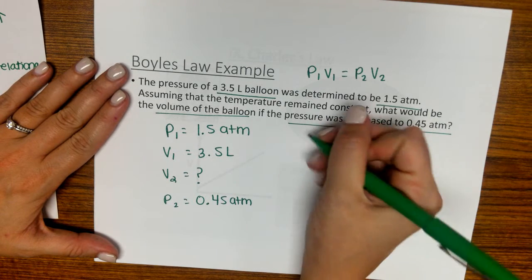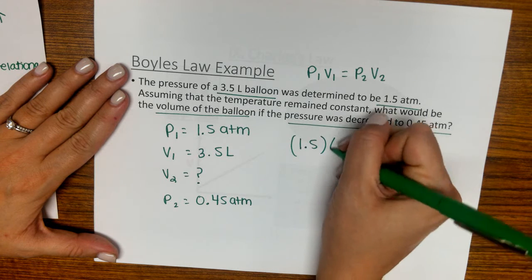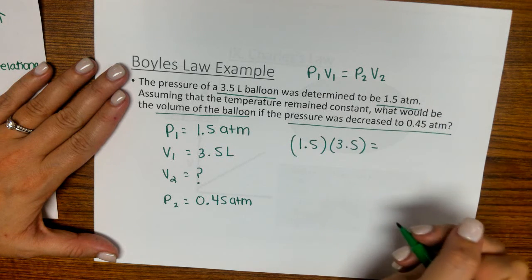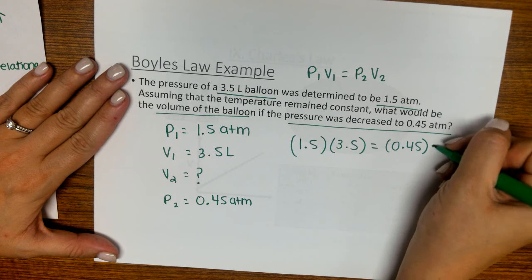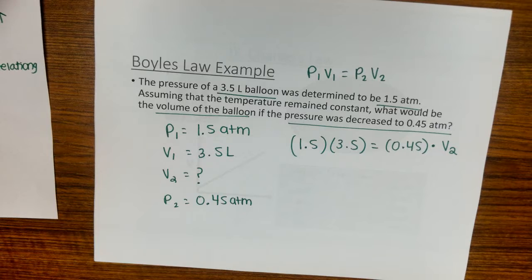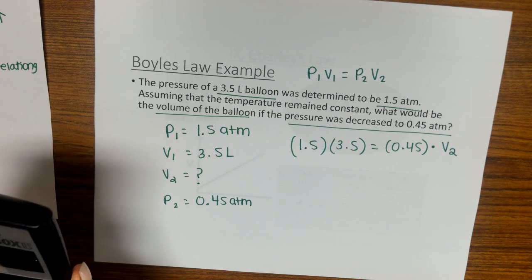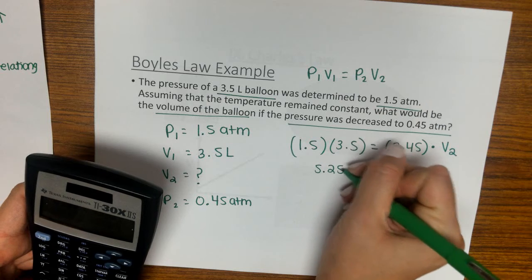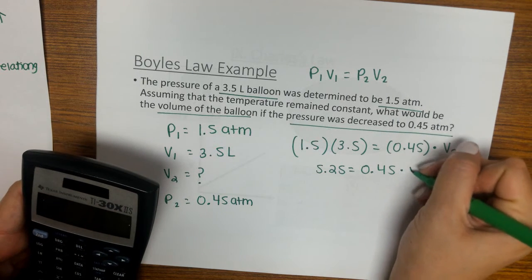So my P1, 1.5, times my V1, which was 3.5, equals P2, 0.45, times V2. We don't know. First thing, multiply those numbers. And that is 5.25, equals 0.45 times V2.